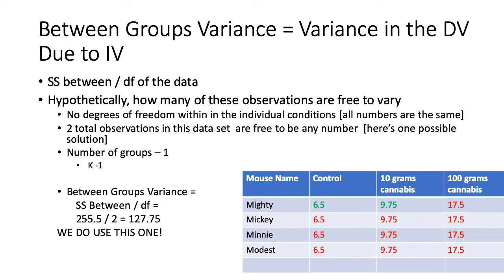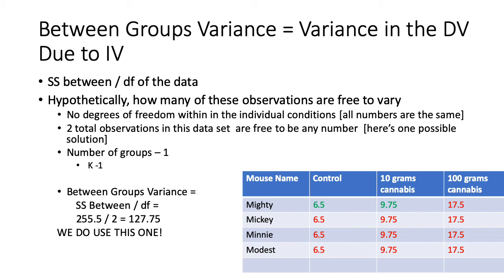All those numbers have to be the same. So for the sake of illustration, I just said, well, okay, I'm just going to choose mighty to be the one that can possibly have numbers that vary. Because the number I put in for mighty was 6.5, all the numbers for everybody else had to also be 6.5. The same thing for 9.75. They all had to be 9.75. The same thing for 17.5. They all had to be 17.5, just because of how we did the calculation earlier. So none of those 9 numbers at the end are free to vary.